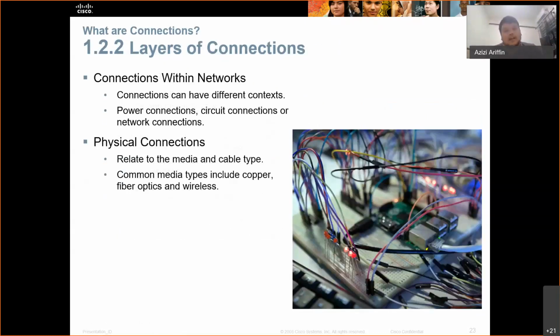Okay, so we have different layers of connection. Connection within a network can have different contexts: power connection, circuit connection or network connection. For network connection, we usually use wireless or wired internet. Raspberry Pi has both wireless and wired. Arduino also has them, but we have to buy a module; for wired, it has an internet header. We also have circuit connection, where we use jumper wires to connect an LED or a sensor. So there are different types of connection. We have physical connection, which is the wire that we can see, usually made of copper or fiber.